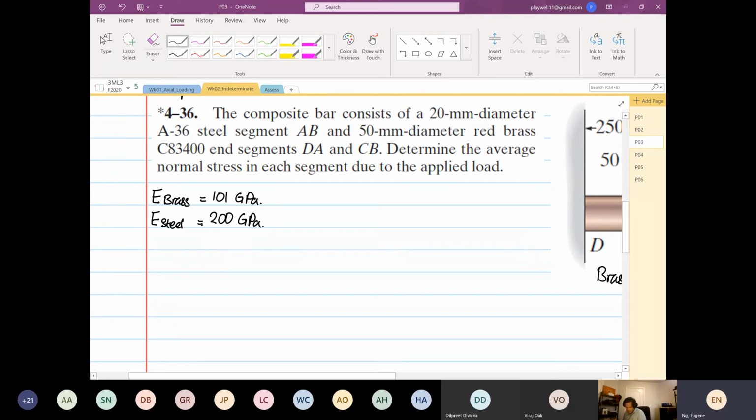Okay, so in fact, we can also calculate the area of AB. It's going to be pi. The diameter is 20, so the radius will be 10. Squared, so this will be equal to pi times 0.01 squared. So it's equal to 314.159 times 10 to the power minus 6.